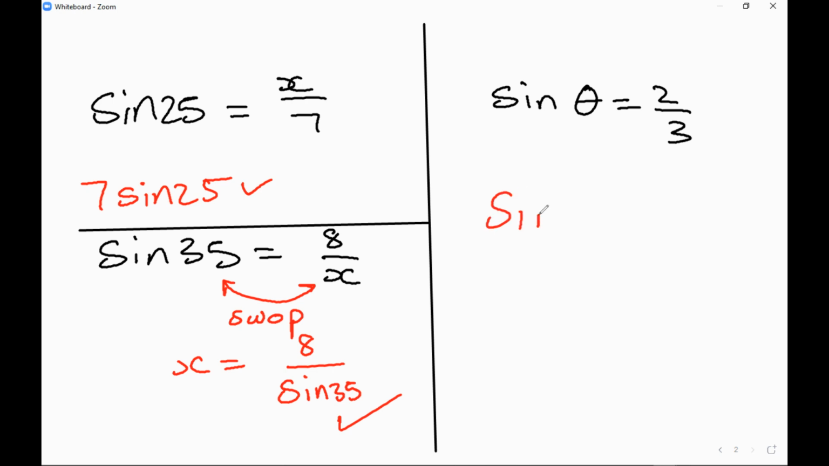Press shift. And then do I just enter 2 over 3? Then you just put 2 over 3 in. Press equal. Oh, that's 41.8. Okay. Perfect. So that's 41.8 degrees. Done.